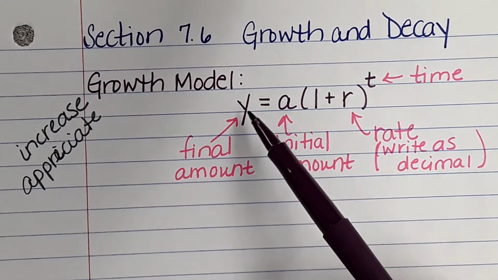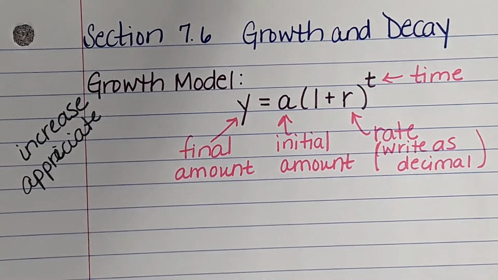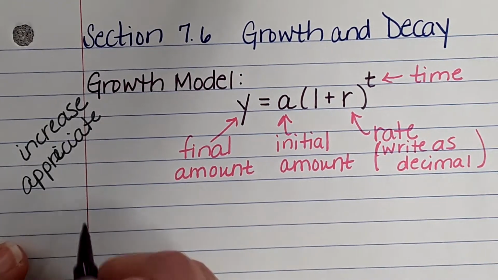Okay, so we're going to be looking for the final amount. A lot of times when we're talking about growth, we're going to be talking about a savings account. We might be talking about population. We might be talking about a car, or a house. Then we're going to have our decay model.